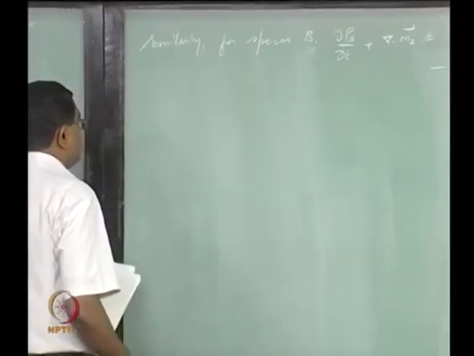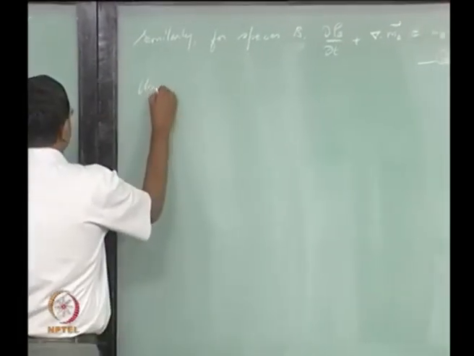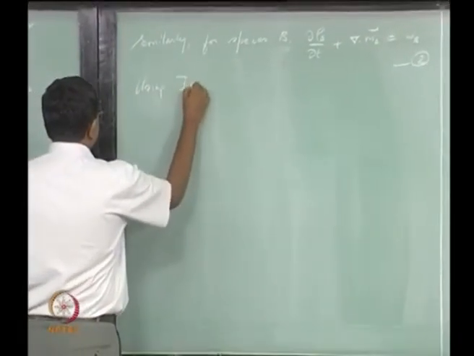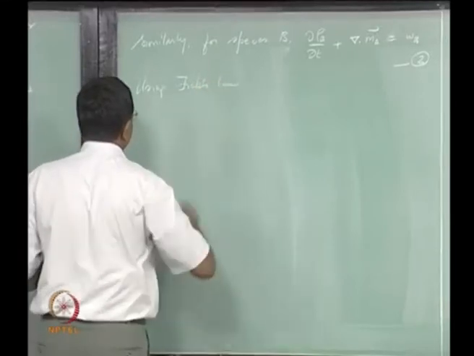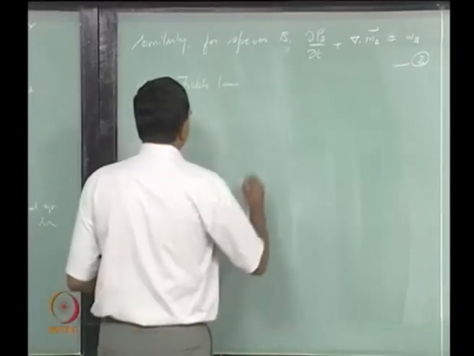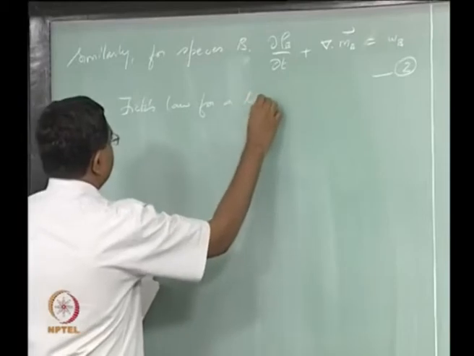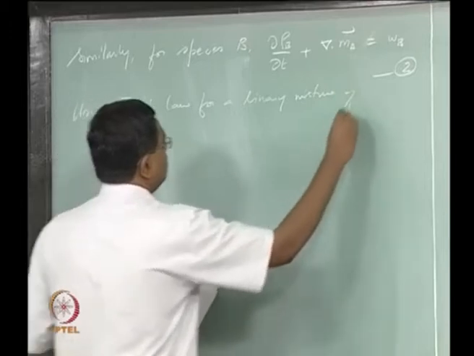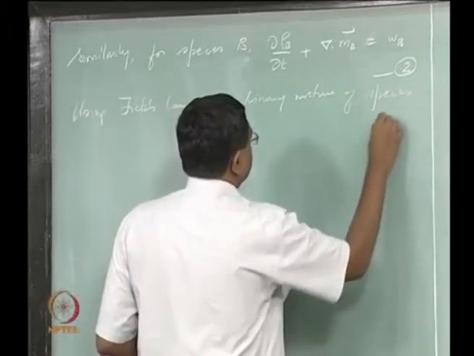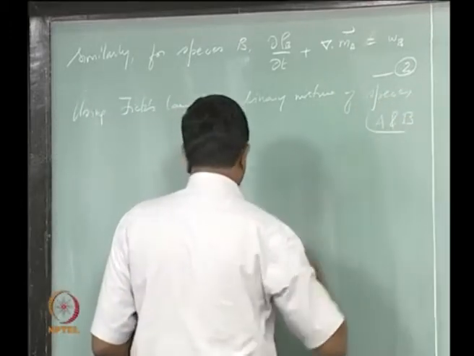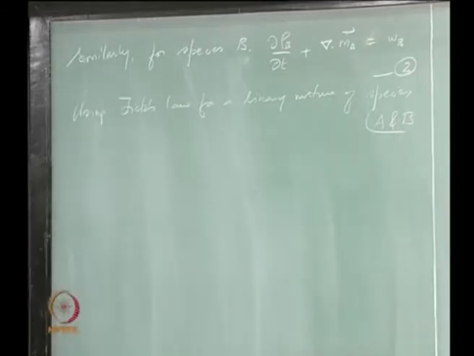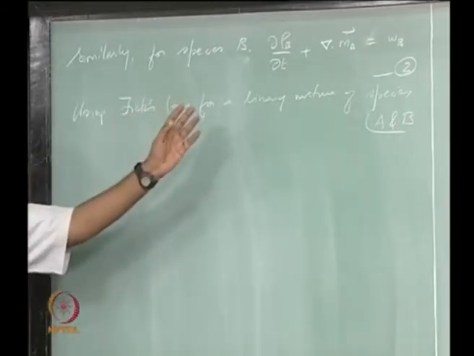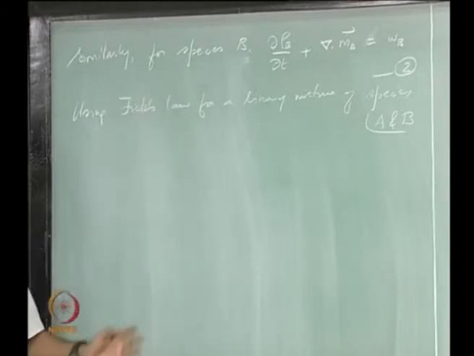Let's now try to use Fick's law for a binary mixture of species A and B. That's the reason why we wrote another equation for B. It's not like we want to have fun with all the letters in the English alphabet and so on, right?